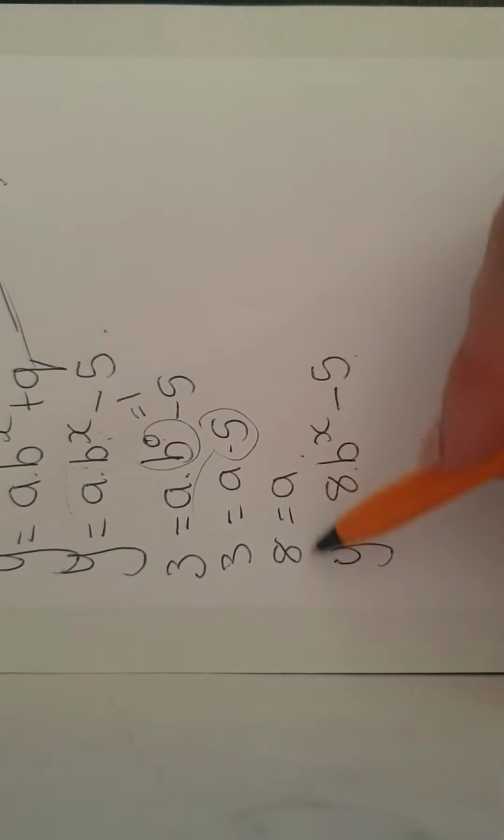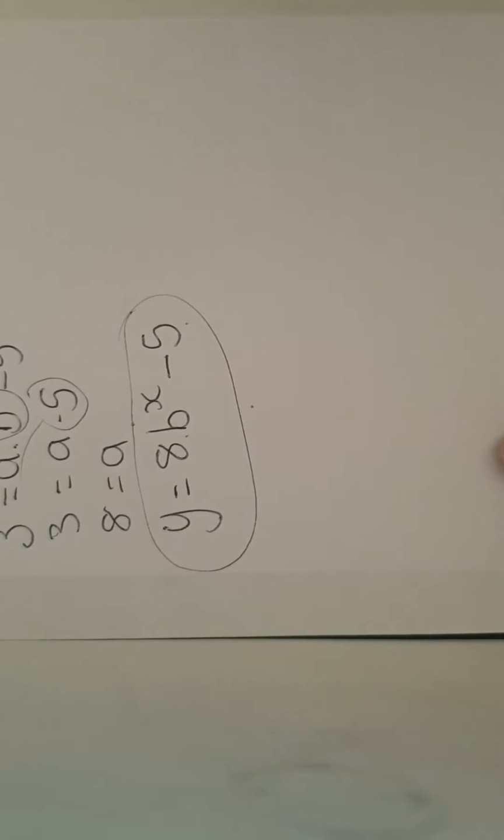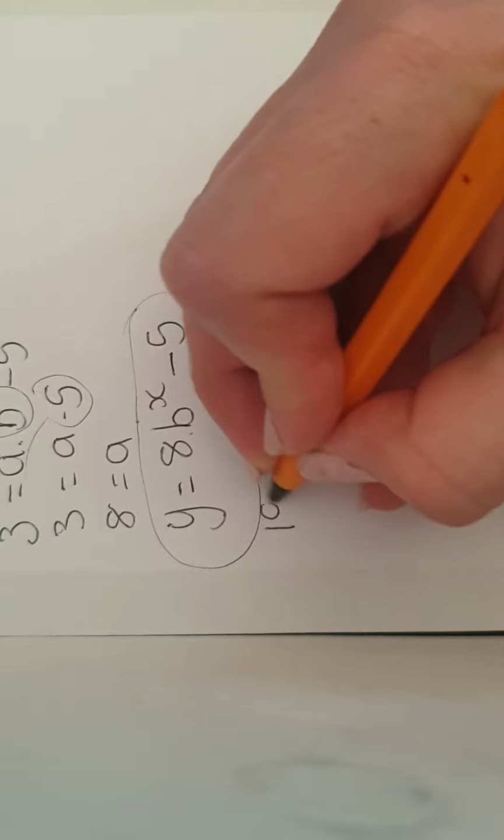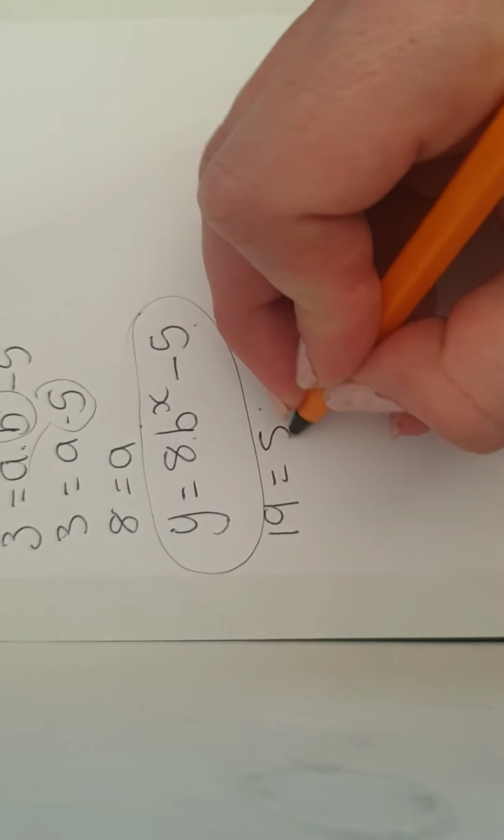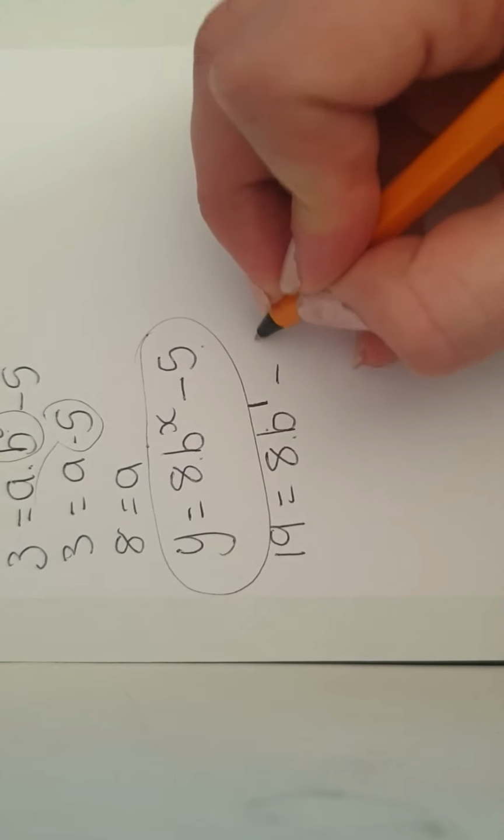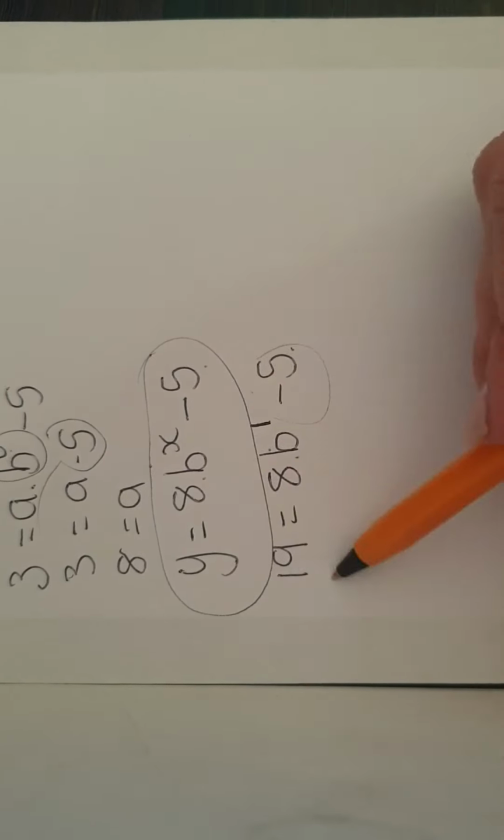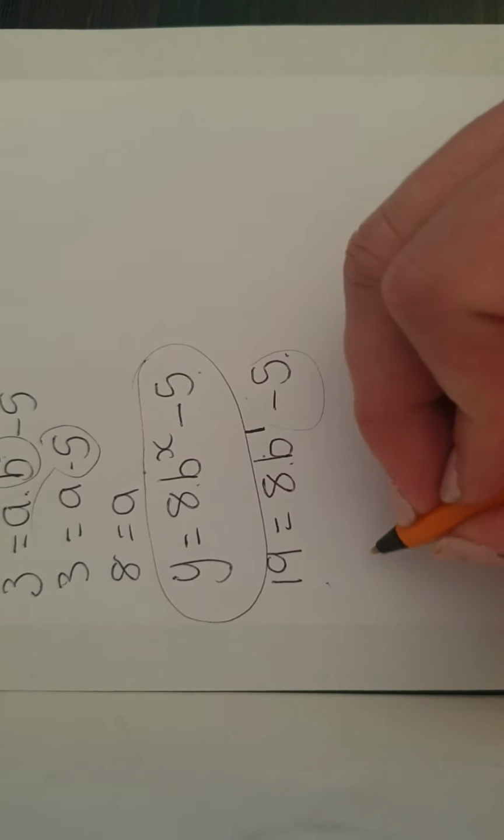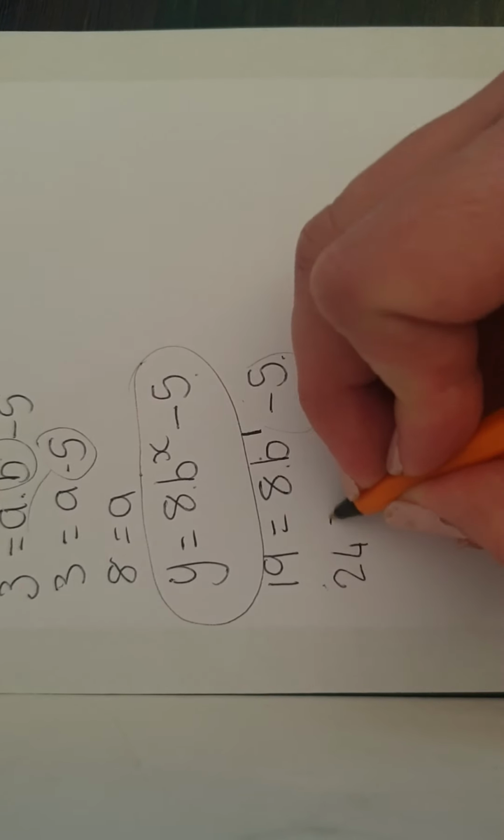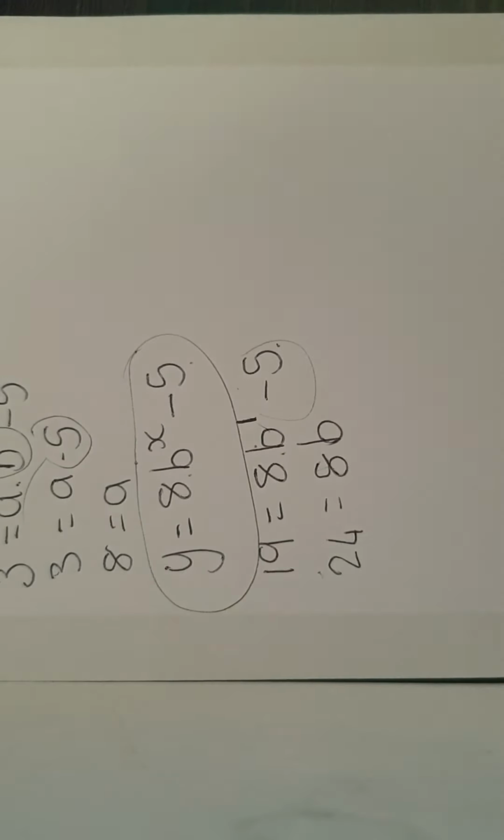Now we take our equation and we substitute our point on the graph. So y is equal to 19, equals 8 times b, and x is 1, minus 5. So now I take over this minus 5, it becomes plus 5. So 19 plus 5 is 24 equals 8 times b, because b to the power of 1 is b.